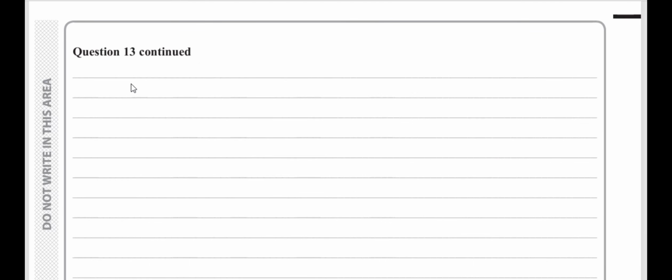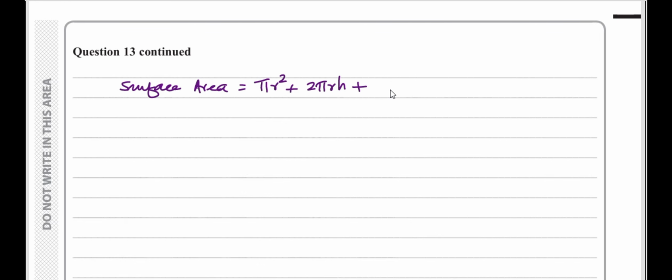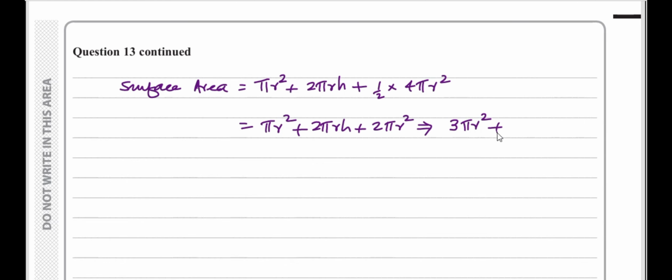Next part is writing out the surface area. So let's write surface area equals the bottom part of the shape, that is pi r squared, plus the curved surface area of the cylinder, 2 pi r h, plus curved surface area of the hemisphere at the top, that's going to be half of 4 pi r squared. So simplifying this, we get pi r squared plus 2 pi r h plus 2 pi r squared. All in all, it's going to be equal to 3 pi r squared plus 2 pi r h.